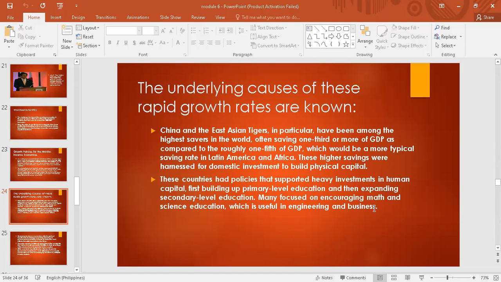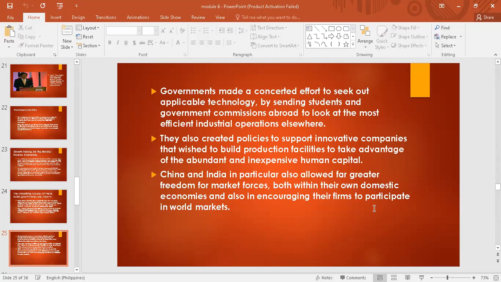These countries, ang ginawa nila, binugbog nila sa education. Kailangan may ma-produce silang professionals that will be useful in engineering and businesses. Okay? Ano pa? So una, sa education. Pangalawa, the government made a concerted effort dun sa applicable technology. What did they do? Some of these countries send their students abroad, no?